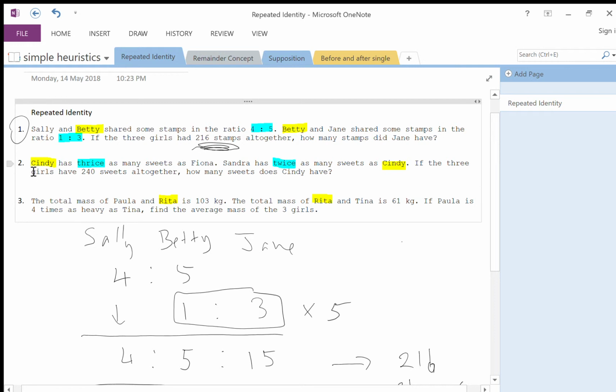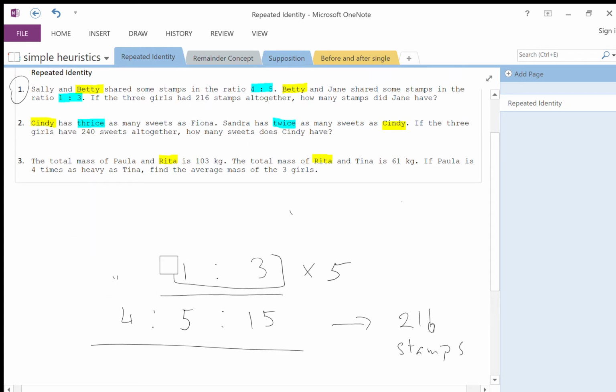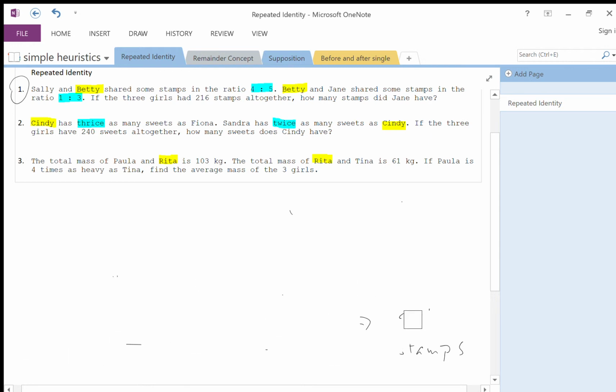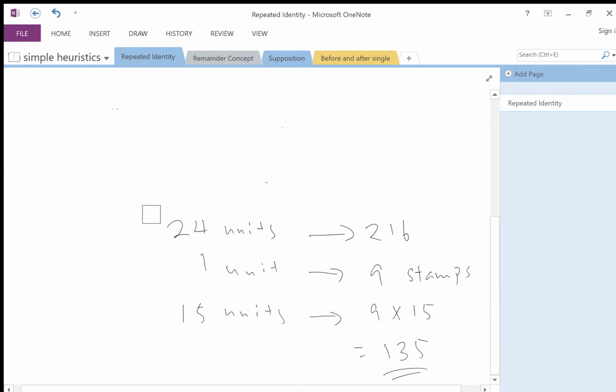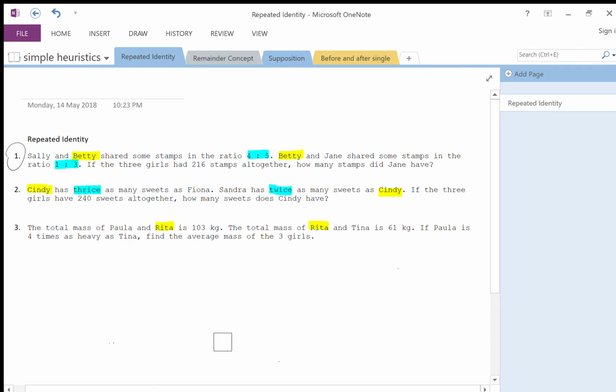Now if you look at question number 2, so Cindy has twice as many sweets as Fiona. Now let me clean away the board first. Okay. Now for the second question, so Cindy has 3 times as many as Fiona. So what we need to do is to find out the ratio, because what's the difference between the second and the first one is that the second question did not give you the ratio explicitly, right? And you have to figure it out, right?